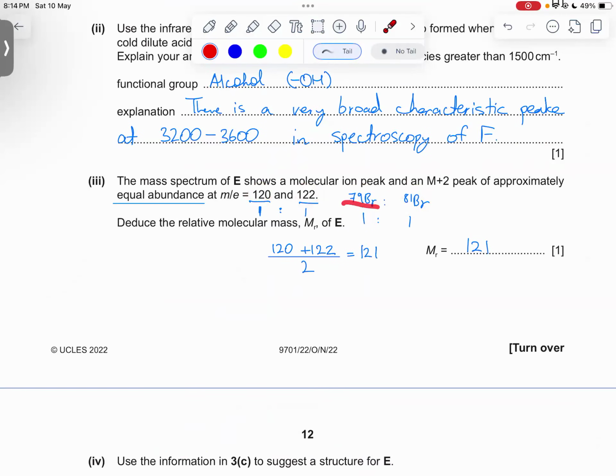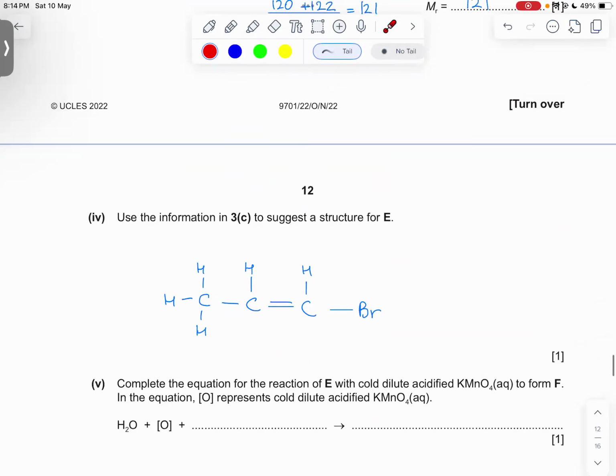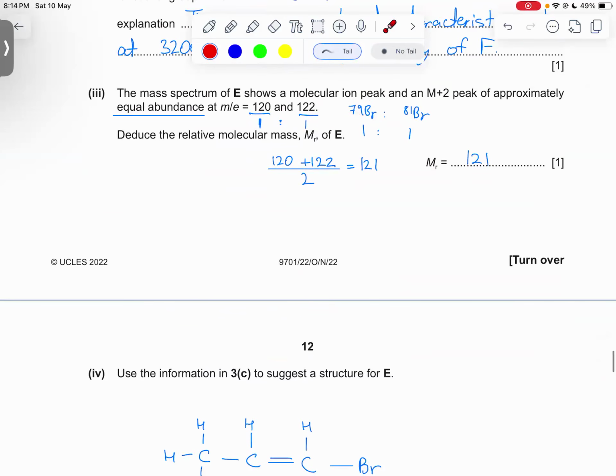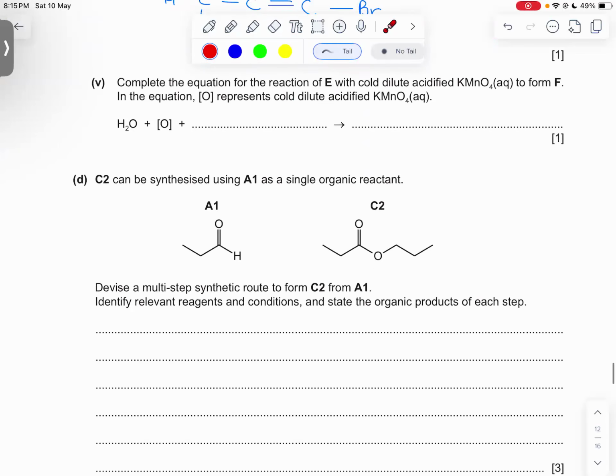Without having bromine, this question can't be, because the M peak and the M plus 2 peak are of equal abundances. That means it contains an atom that has two isotopes of equal abundance, and the only instance we have studied where two isotopes have equal abundance are these two. Okay, I hope that makes sense.